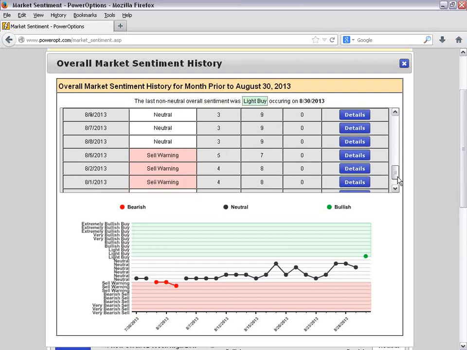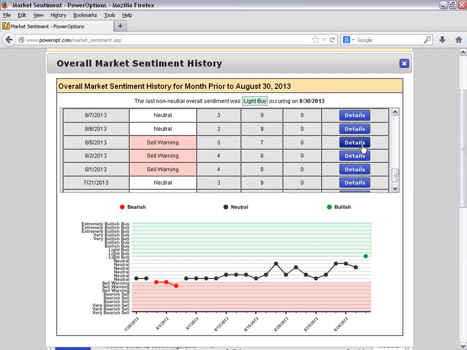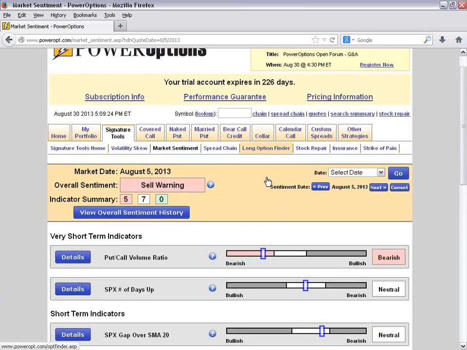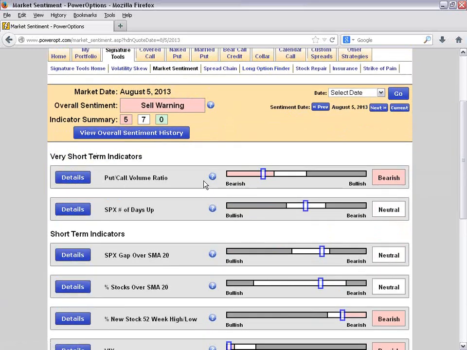I'm going to go back to the 5th of August and take a look at the details there. All right, so this was the view that we had on August 5th historically. Power Options investors, subscribers, I should say, who subscribe to the historical fields, can go back through all time to see what the indicators were on a given day. For those of you that are just on the standard 20-minute delay or the real time, you can still go back historically to the last event, from neutral to sell or from a sell warning or a buy warning to neutral. You can go back to that time period or just scroll back about 8 days.